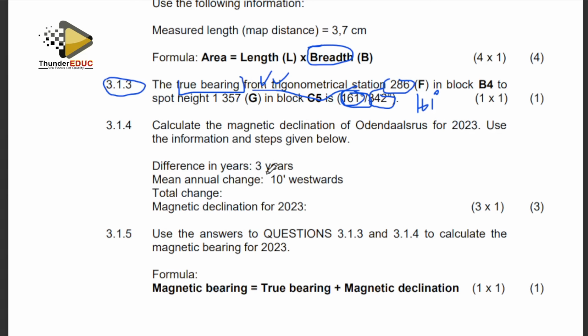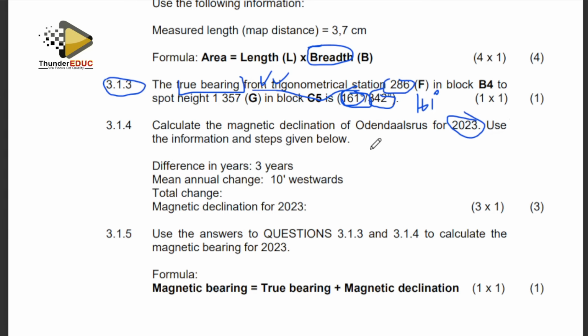The next question, also we did not see this in paper 1. I didn't see the calculation of the magnetic declination in paper 1, so you can see it in paper 2. So please be prepared for that. Okay. They say calculate the magnetic declination for Odendelas for 2023. For which year? 2023, because this paper was in 2023. You never know. This time around, they might ask you to calculate the magnetic declination, but for 2025. The only thing that might change is this.